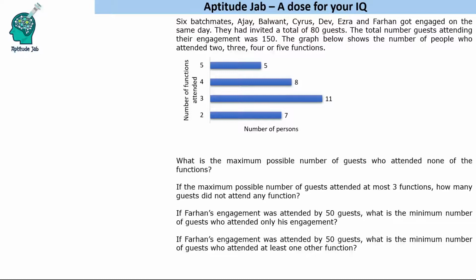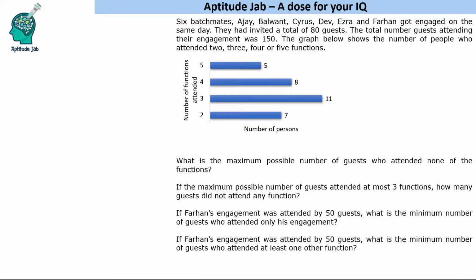This set says that there were six batchmates: Ajay, Balwant, Cyrus, Dev, Ezra, and Farhan. They got engaged on the same day. They had invited a total of 80 guests. The total number of guests attending their engagement was 150. The graph below shows the number of people who attended 2, 3, 4, or 5 functions.